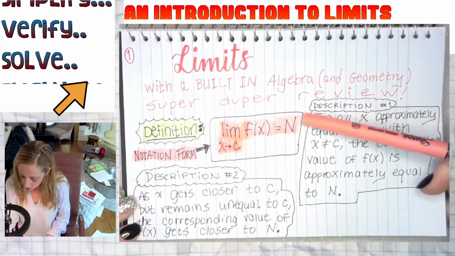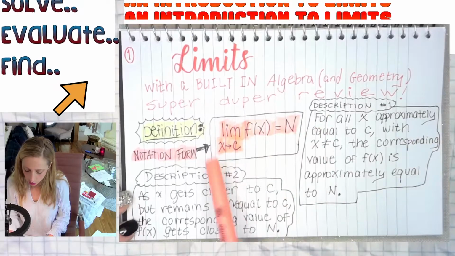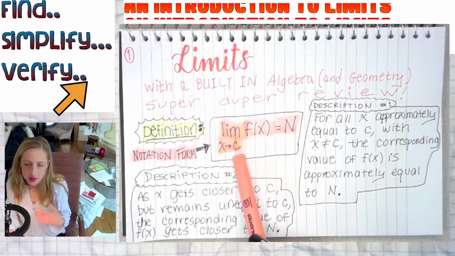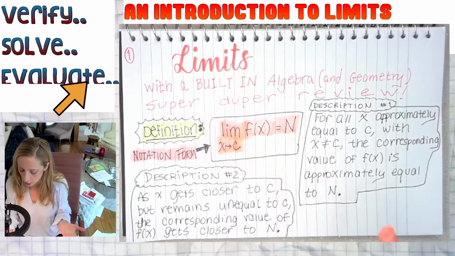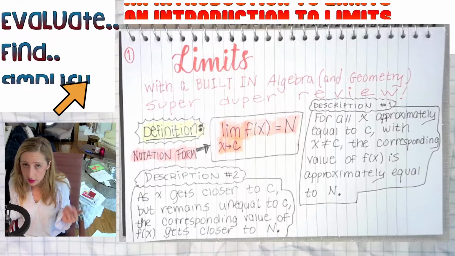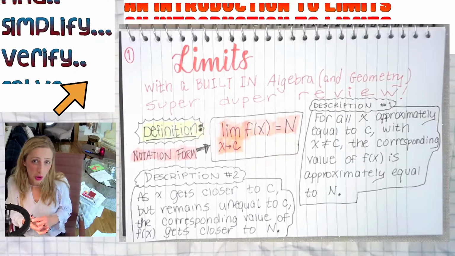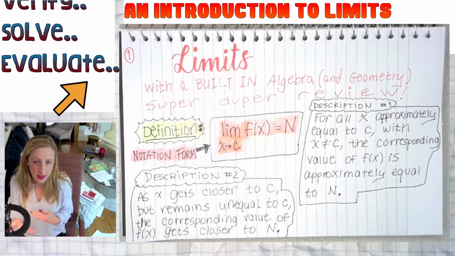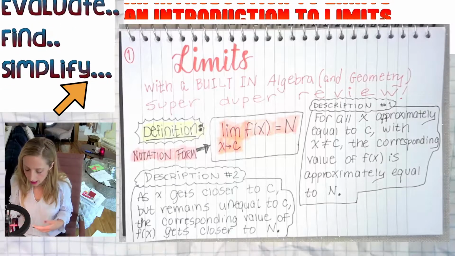Description 1, for all x approximately equal to c. So x is approaching 5. Give me an example of something approximately equal to 5. What number is approximately equal to 5? 4.9, 4.99, 4.99999. I probably wouldn't use 4. I mean, even 4.9 has an infinite number of numbers between that and 5, but we get as close as we can without sounding like a maniac.